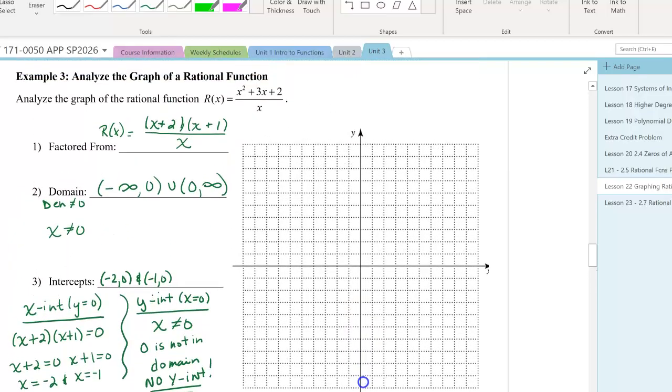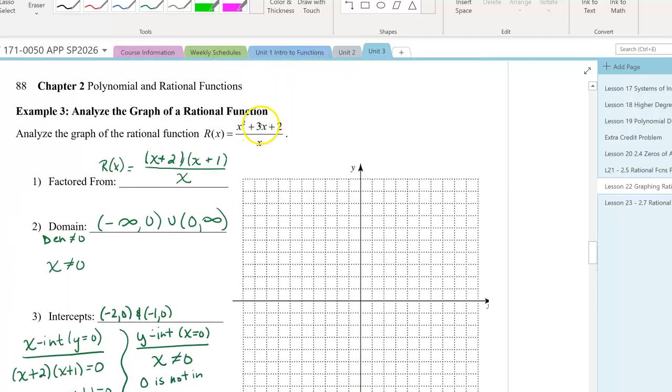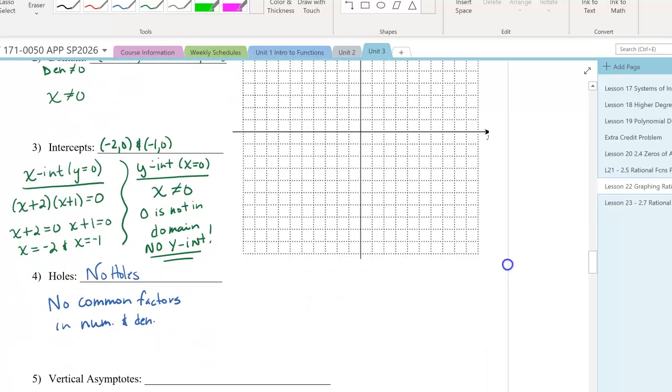Now you might be thinking, but Miss Murphy, this term has an x in it. But remember that you cannot cancel across addition. So they would all have to have an x in it, and you would have to be able to factor out the x to be able to cancel that x. So if they all had an x term in it and you could factor it out, then there would be a common x. But since this term does not have an x in it, they do not have an x in common, so there are no holes.